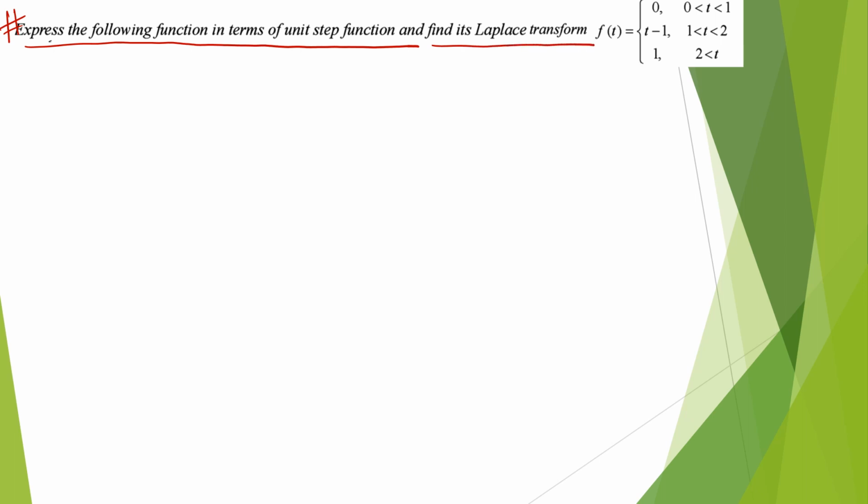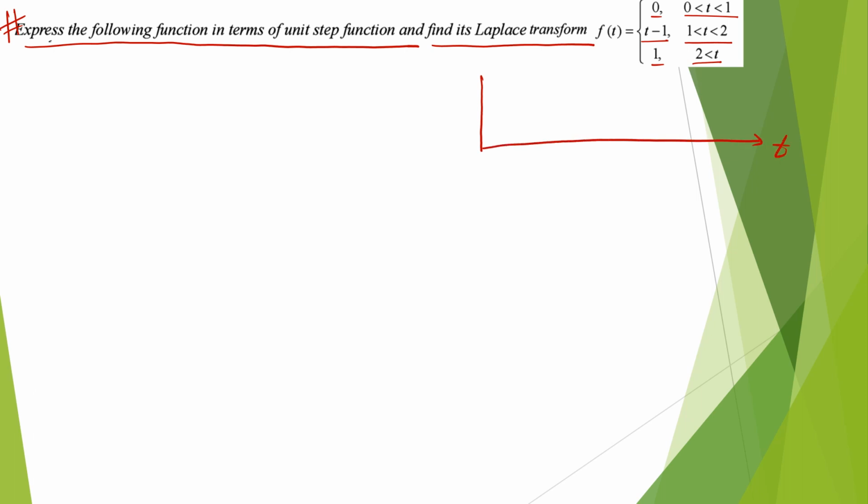where the function f(t) has the value 0 when t is between 0 and 1, the function value is t minus 1 when t is between 1 and 2, and the function is 1 when t is greater than 2. For this, we have to draw the graph.